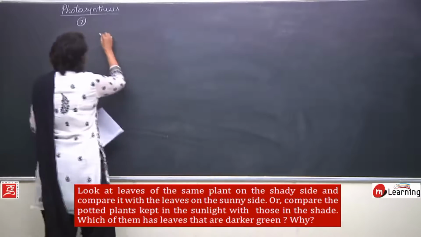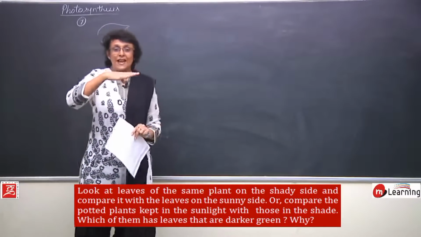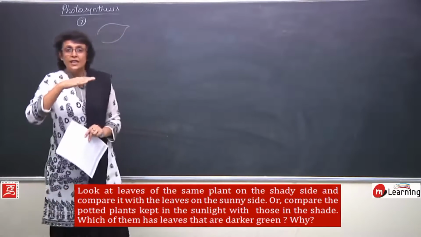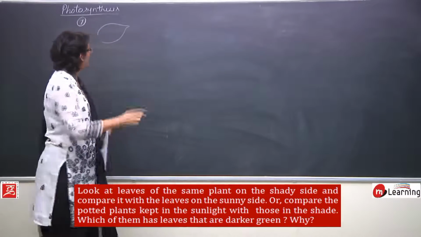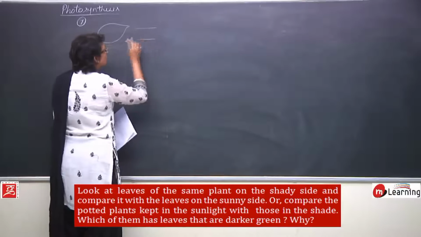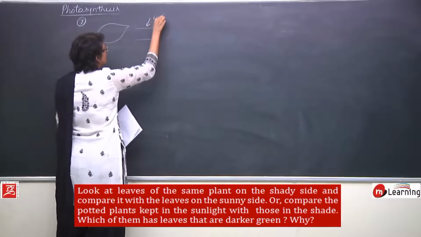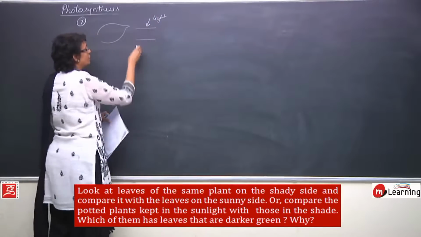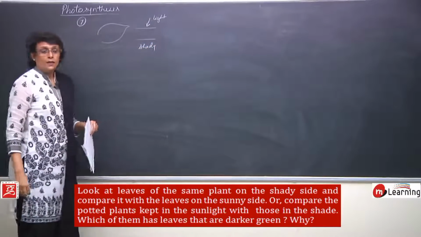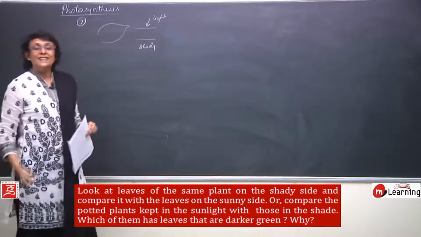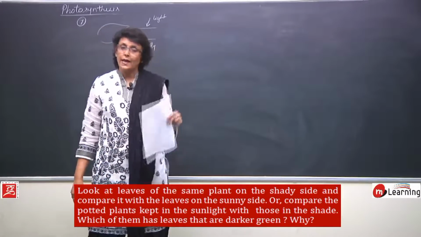If you are talking about a leaf which is flat, such a leaf would have a surface which is exposed to light and a surface which is not exposed to light. So if we are talking about a leaf, this is exposed to light, so this is towards the illuminated side where the light falls, and this is towards the shady side. Which one will have darker green, and why?